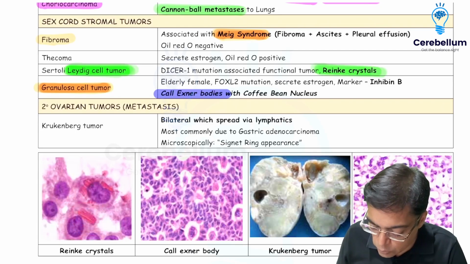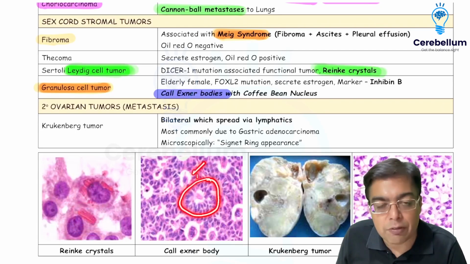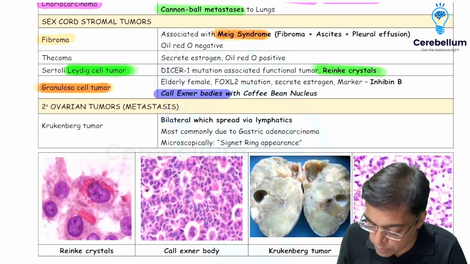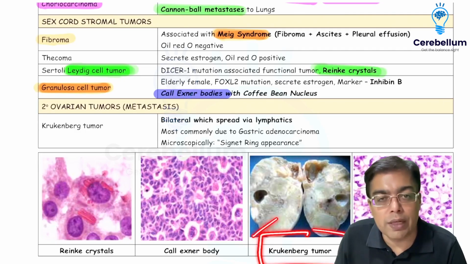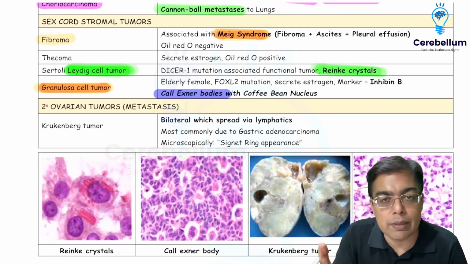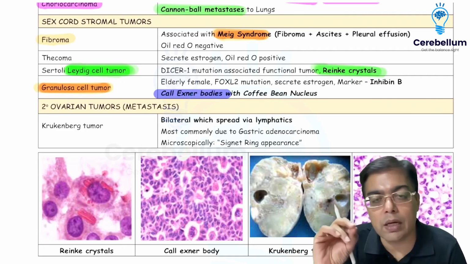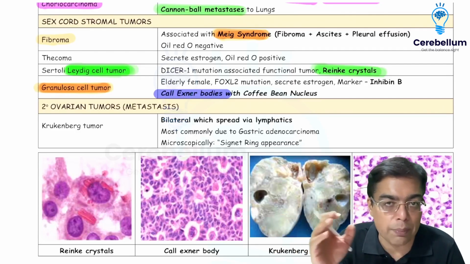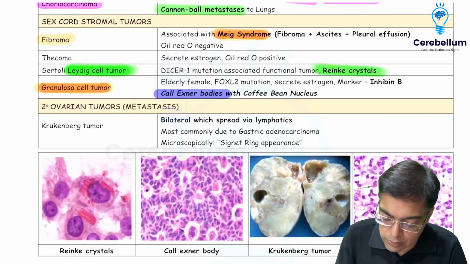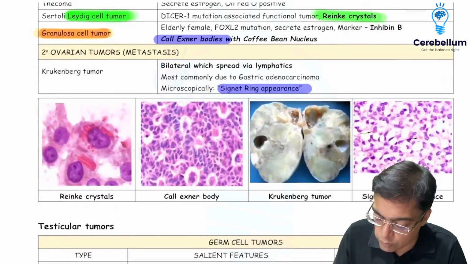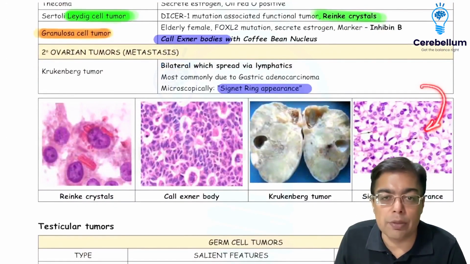We are talking about over here Call-Exner bodies, which are going to be seen in a patient suffering from granulosa cell tumor. Bilateral ovarian enlargement, which is going to be seen, is going to be given the name of Krukenberg's tumor. That's very commonly seen because of stomach cancer. Which type of stomach cancer? Gastric adenocarcinoma. Of course, you remember tumor cells over here are having the presence of mucin vacuoles pushed towards the periphery. So they would be associated with the term, and the term that you need to remember is signet ring appearance. Exactly what you are having over here, the signet ring appearance that we are making mention.